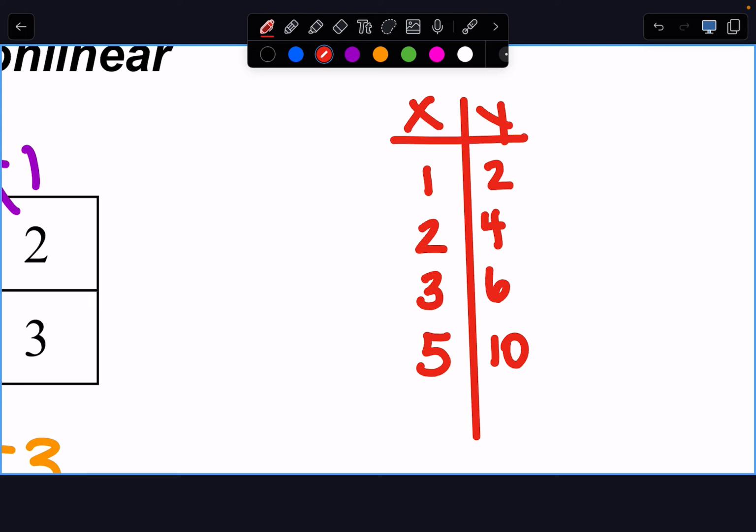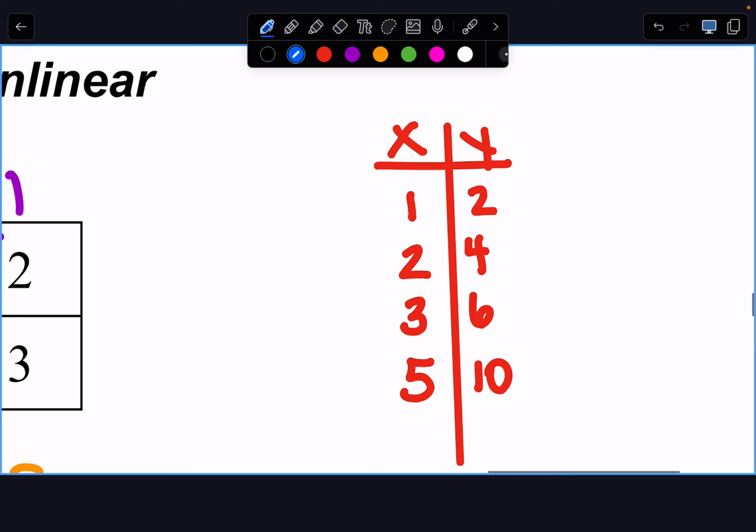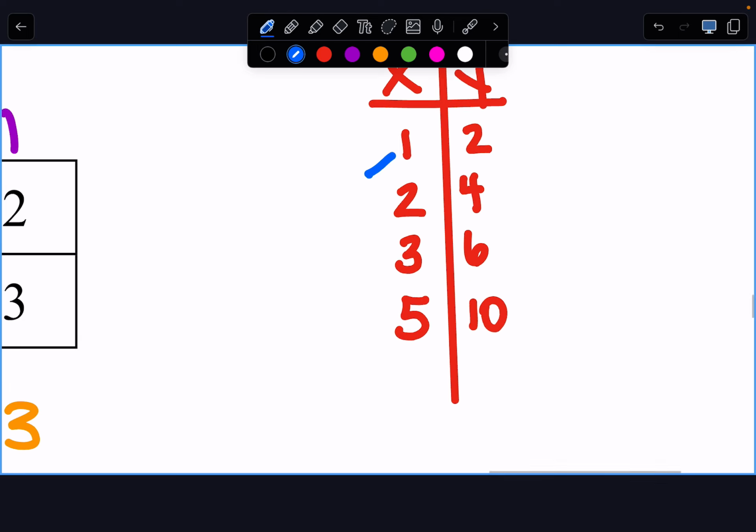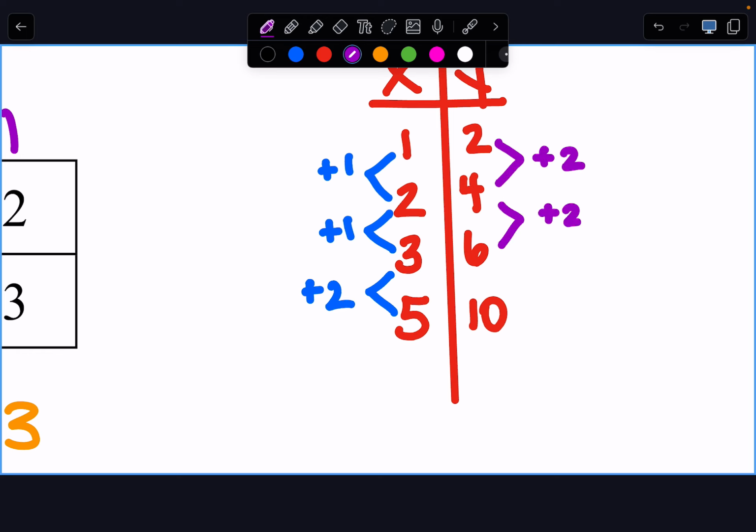I want to have a conversation about whether this is linear. Hold on. Let's do this. What's the change from 1 to 2? They add 1. And here, it's adding, hold on. Over here, we're plus 2. Here, we're plus 2. And here.